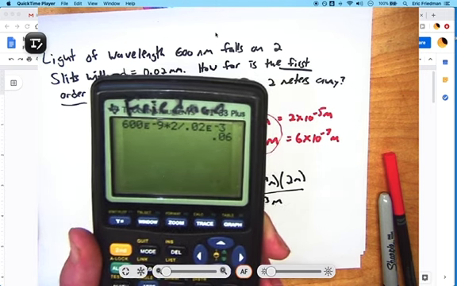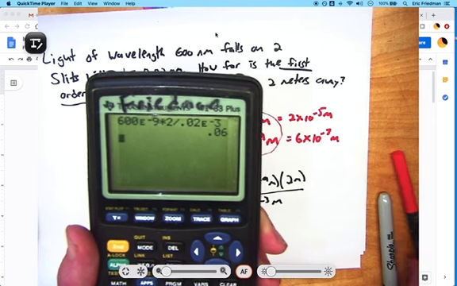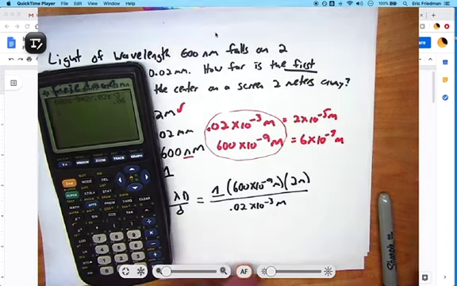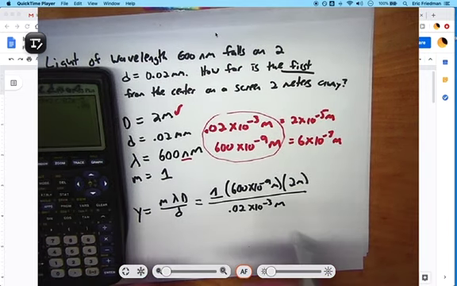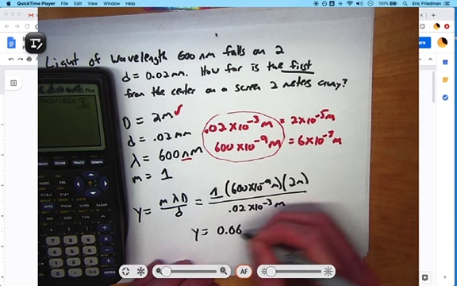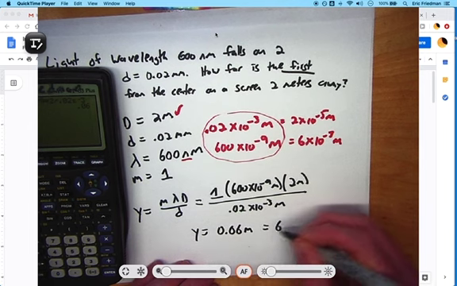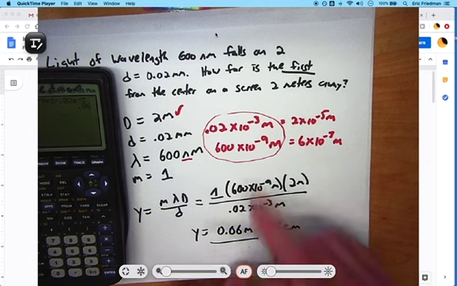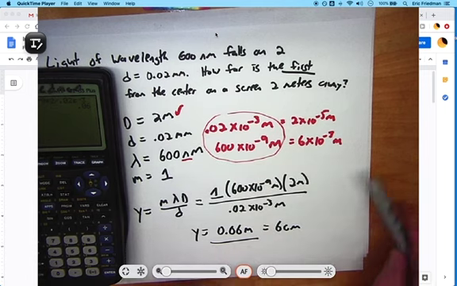So the answer is 0.06, and that's going to be in meters. All right, 0.06 meters. So that would be 6 centimeters. The distance down here, the y, is going to be 0.06 meters, or if you were to write it in centimeters, that's fine, but just keeping everything in meters is good. So this is a great way to do things, just like this.